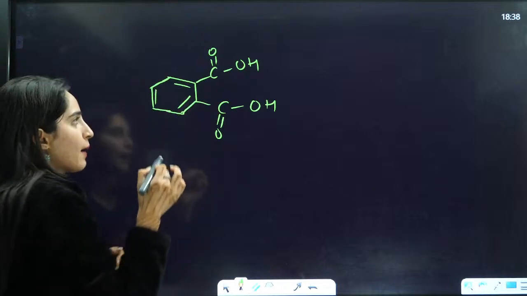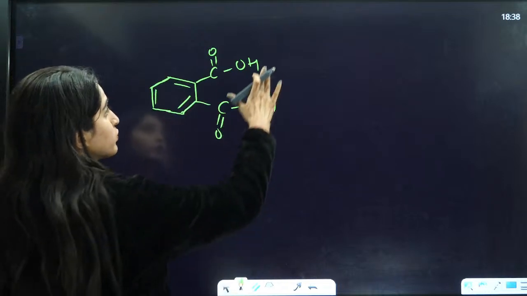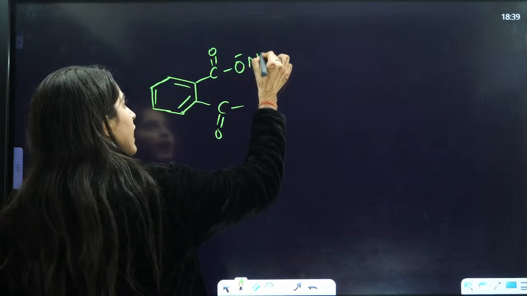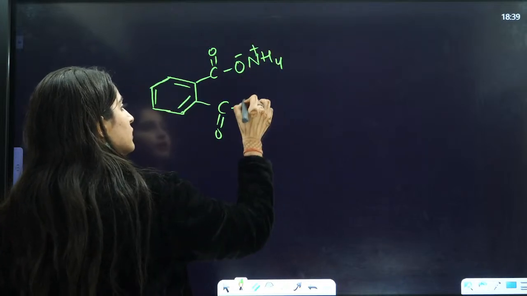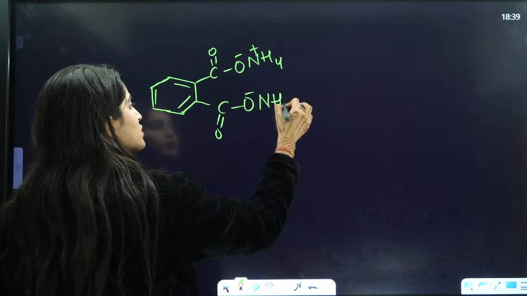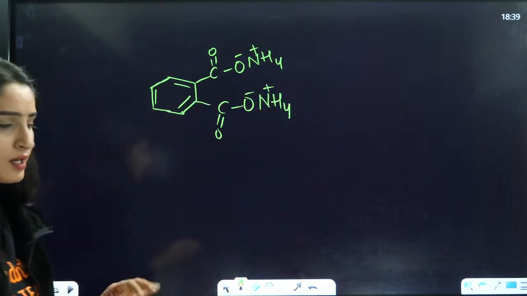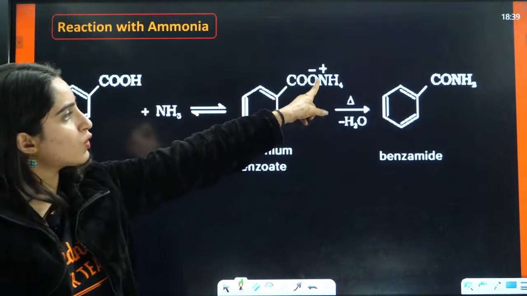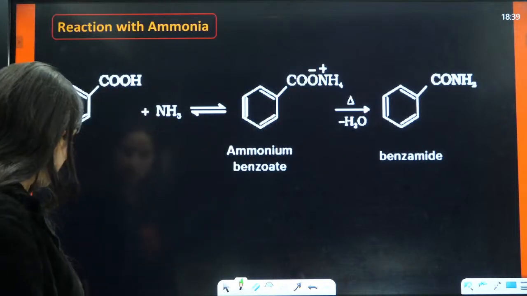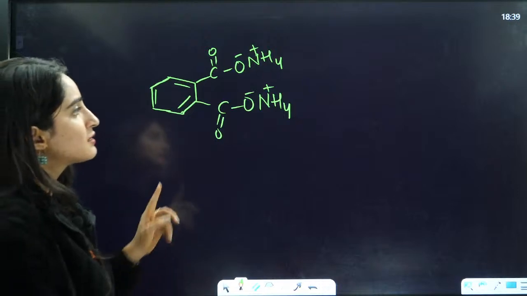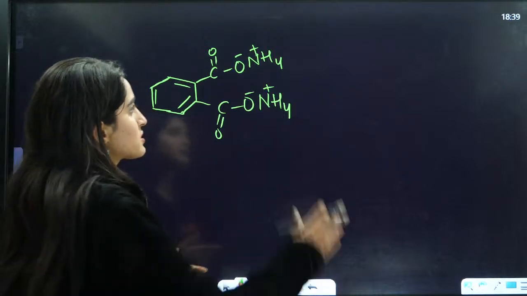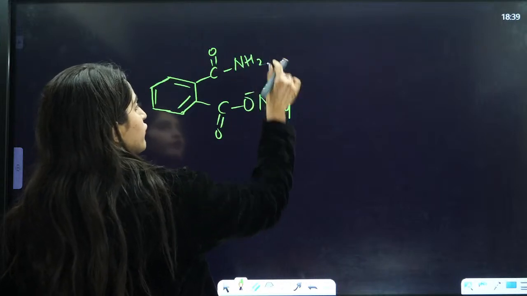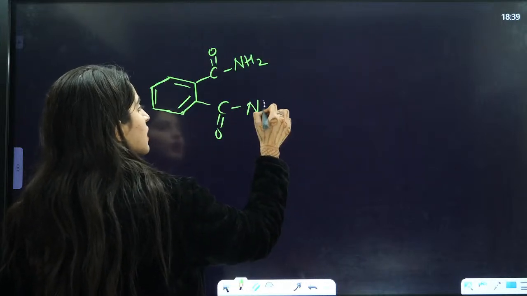Now what will happen when you add ammonia? We know that this is O negative and NH4 positive. This is the same thing that we are doing, right? Here we did the same thing, no? This is converted to COO negative NH4 positive. Then you will eliminate water from this side, and from this side you will have NH2, right?